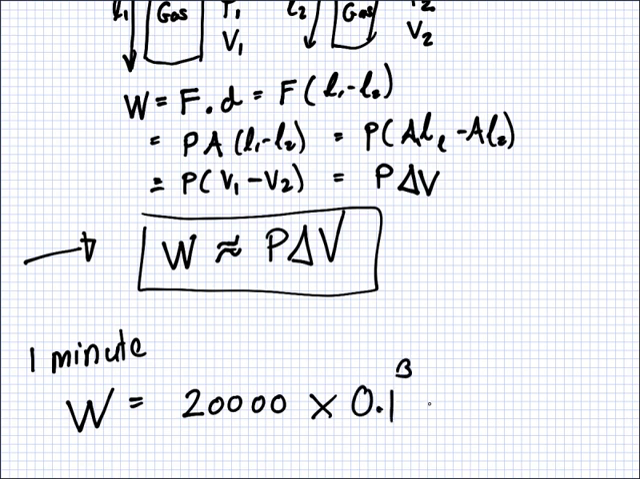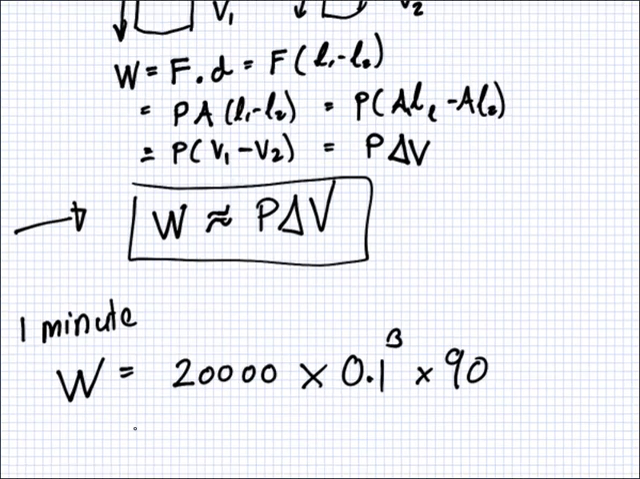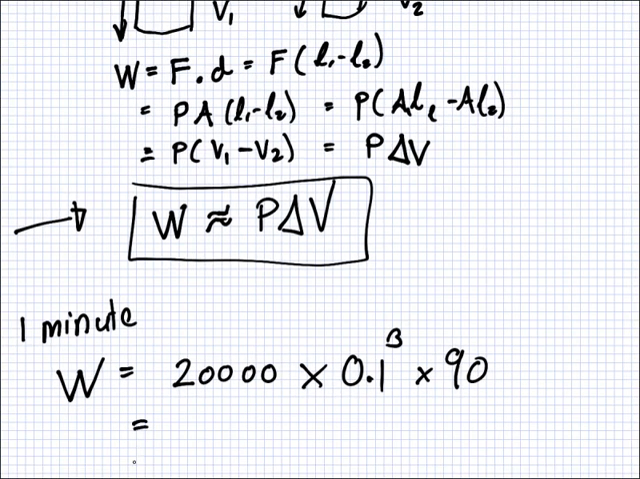And then how many times would it beat per minute? We'll say 90. Okay, so yeah, I'm curious, what is the work per minute for the heart? How many joules of work is done in a minute? 1,800 joules per minute.